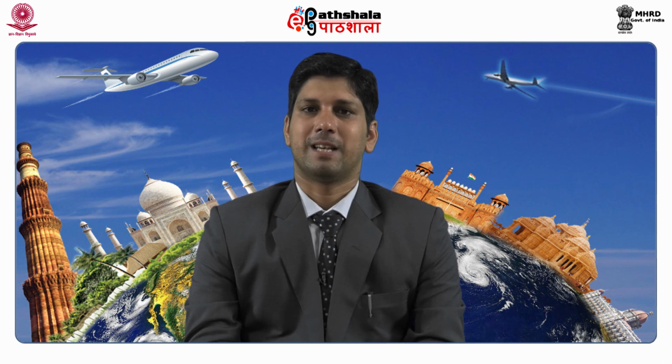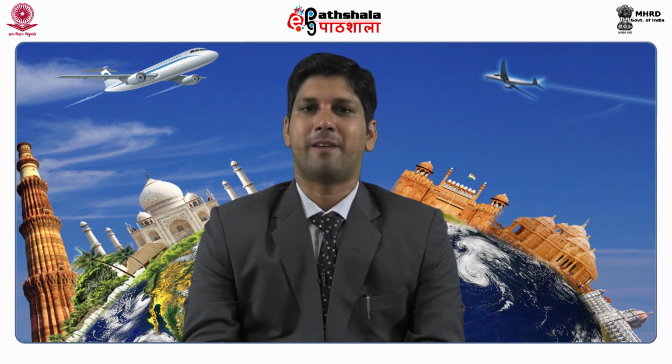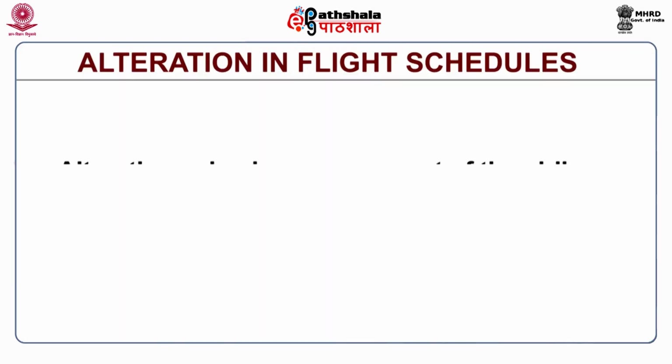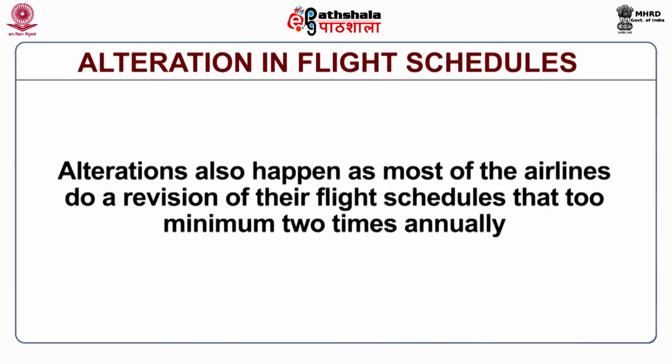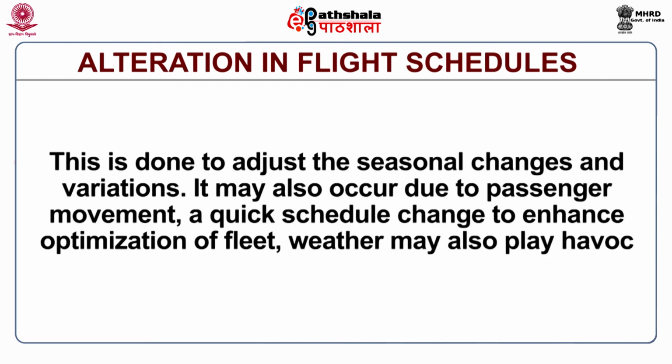These alterations are usually insignificant and can go up to 12 hours, causing change in one's travel plan heavily by affecting it. Alterations also happen as most of the airlines do a revision of their flight schedules at least 2 times annually. This is done to adjust the seasonal changes and variations. It may also occur due to passenger movement, or a quick schedule change to enhance optimization of fleet.